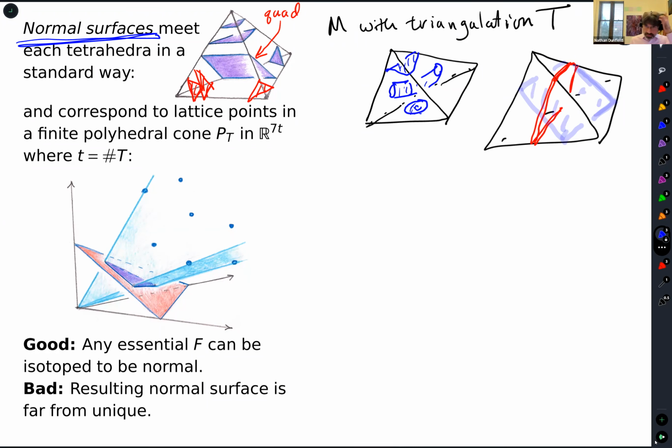You can see from the picture I just drew, you never have more than one kind of quadrilateral at once if we're talking about an embedded surface. So a normal surface is built up of these standard disks, triangles and quads, of which there are 7 kinds. In particular, this means we don't have pieces like this or this free-floating torus. And it also means that we can record the normal surface just by a bunch of numbers, right?